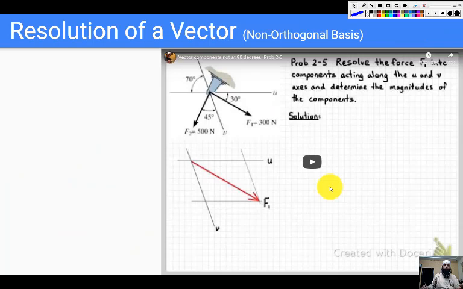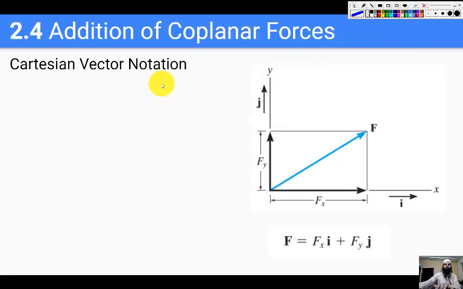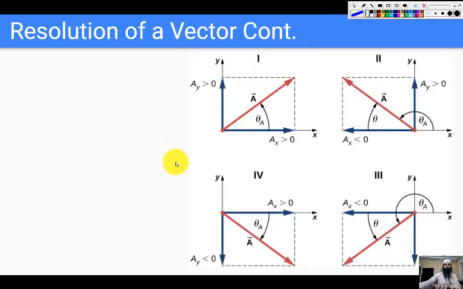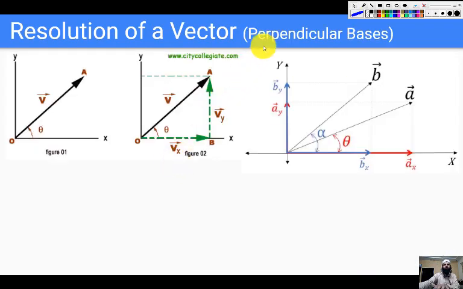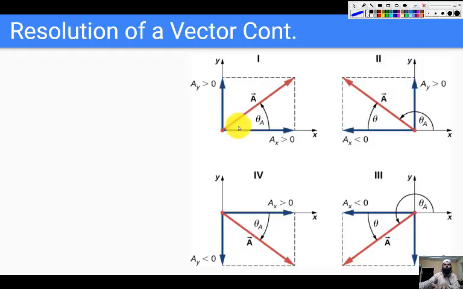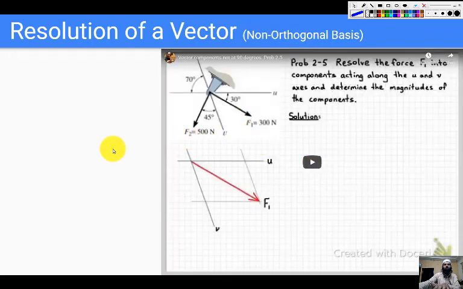Let's continue with our discussion of resolution of a vector. So we have already seen how we can resolve a vector into its components into perpendicular basis. Okay, but now we want to look at how we can resolve vectors into non-orthogonal or non-perpendicular basis. Okay, so now the problem is what happens when we have two vectors which are not orthogonal to each other and we want to resolve a vector into its components.